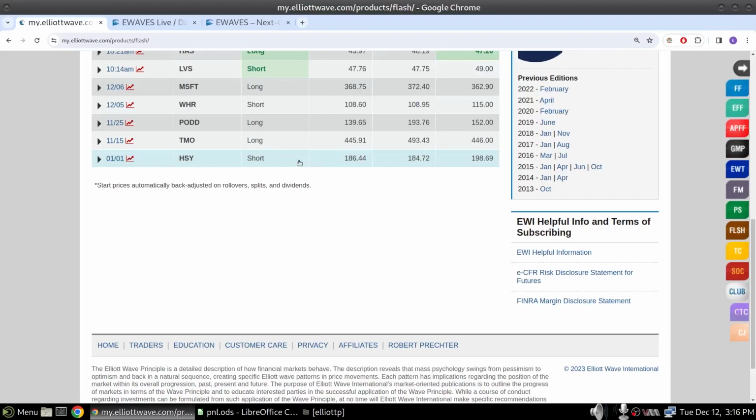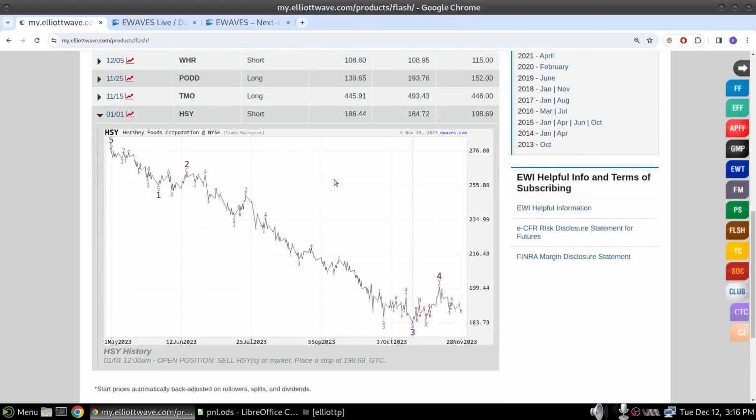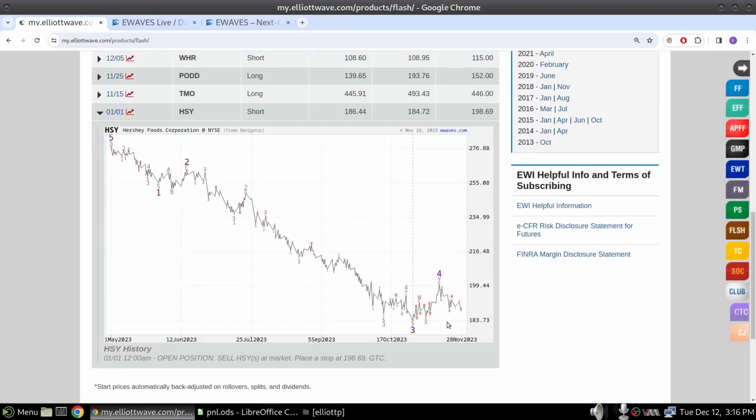Now Hershey's here is a similar falling knife. This hasn't moved very much, just a couple points, I think about 1% down since we've entered it. But this is also a falling knife, just moved straight down. But as you can see, we had this 3-wave move up here into wave 4, which means we're rolling over into a wave 5. So even though this is a similar downtrend, this one's saying to go short, whereas the PODD was saying to go long.